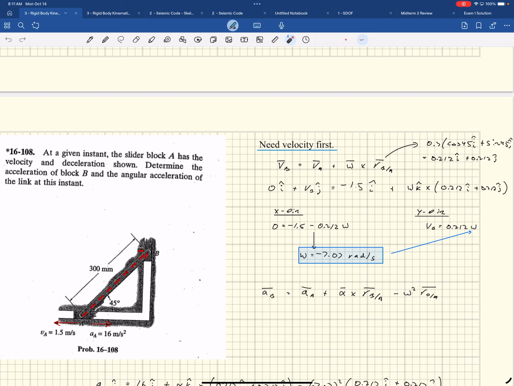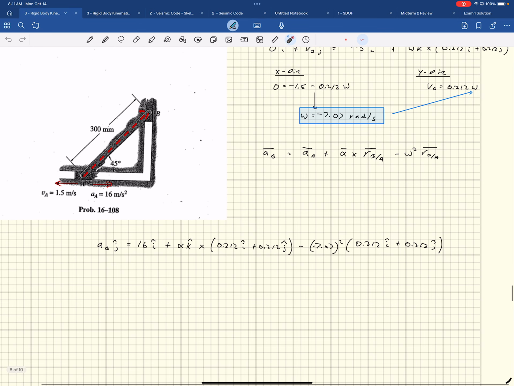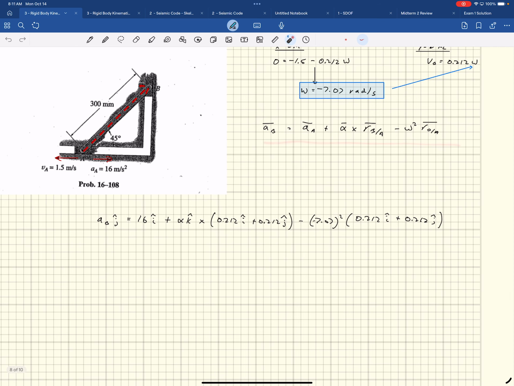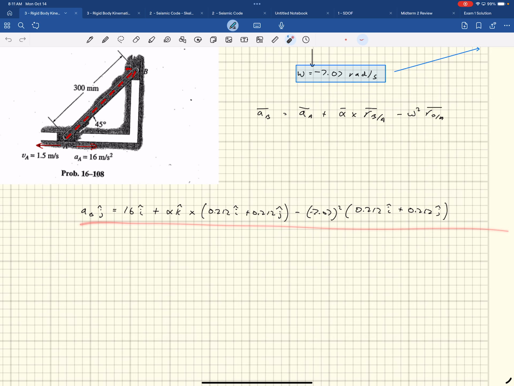So now we can go on to accelerations. They tell me what AA is, and I'm going to go from AA to AB. That's what we started doing. AB is equal to AA plus alpha crossed with RB seen from A minus omega squared RB seen from A. So I just plugged in my values right there.